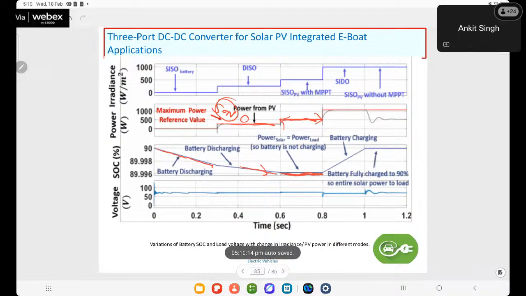If solar is generating more power than the load power, the battery will charge. If at this point the battery is fully charged, then solar will not operate in MPPT mode, because the battery is fully charged and the load power is also less and solar is generating high. So it will operate without MPPT. Okay.